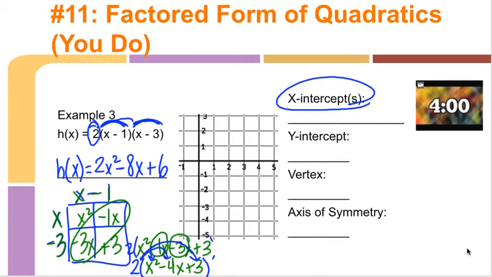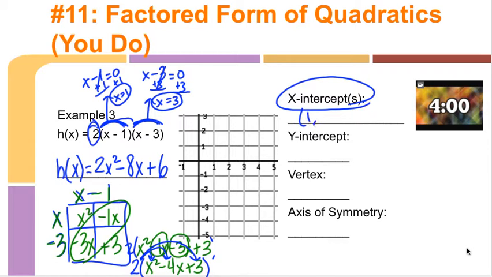To find x-intercepts, you're going to take each factor, x minus 1 and x minus 3, and set them equal to 0. For both of these, you would add 1 here, that makes x equals 1. Here you would add 3, and that makes x equals 3. So now you've got 1 comma 0 and 3 comma 0. So that's right here and right here.